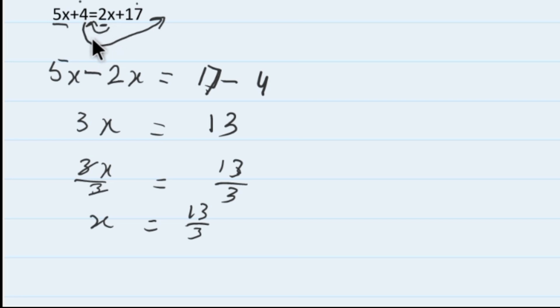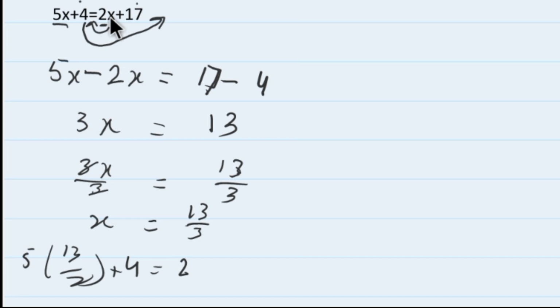Now if we replace x by our solution and both sides of the equation are not equal, it means that we have made some mistake while following those steps. So now we check our solution by replacing x by 13 over 3. We have replaced x by 13 over 3, then plus 4 is equal to 2.